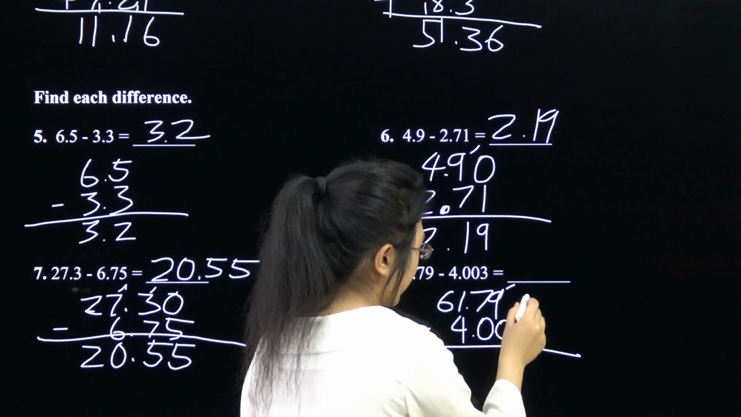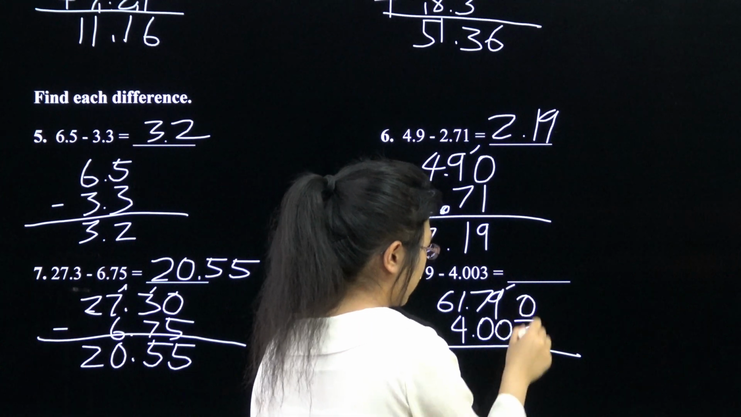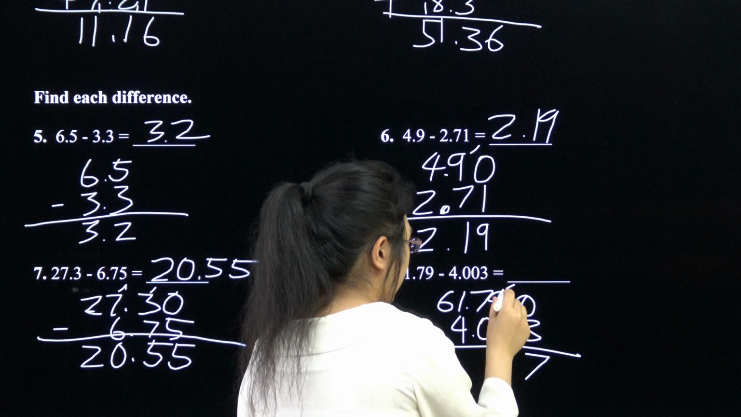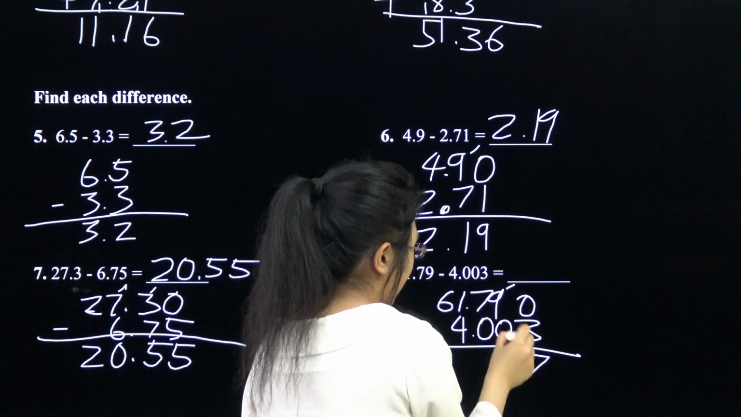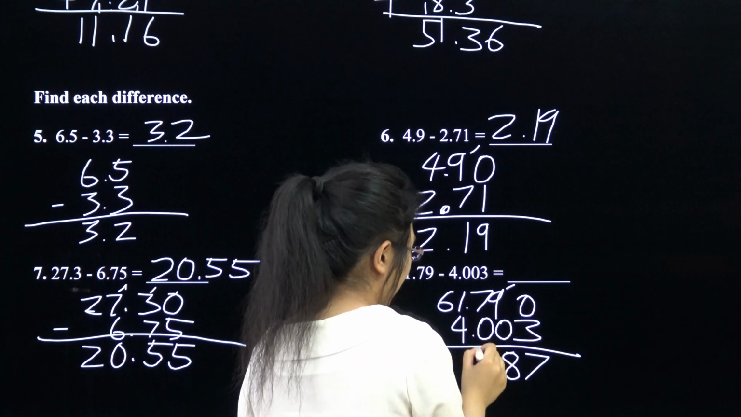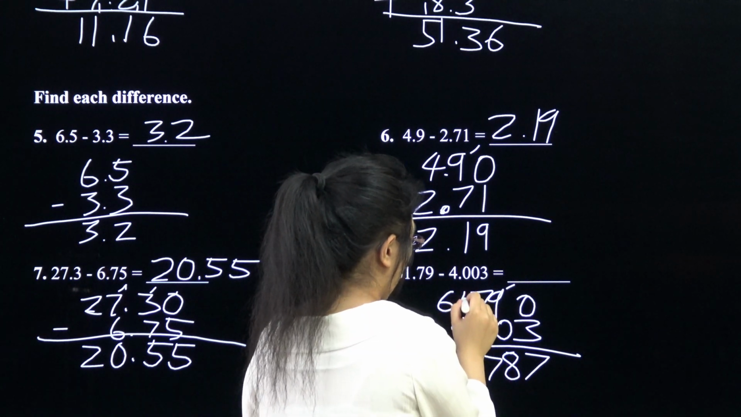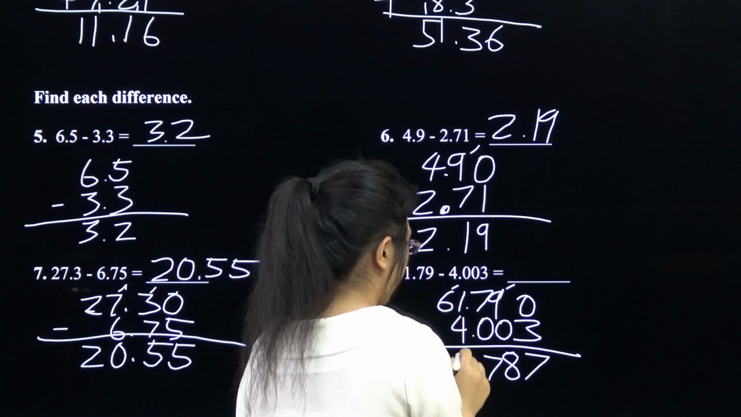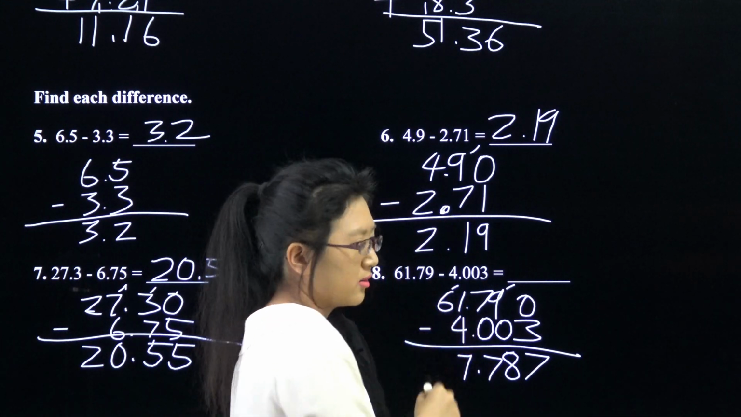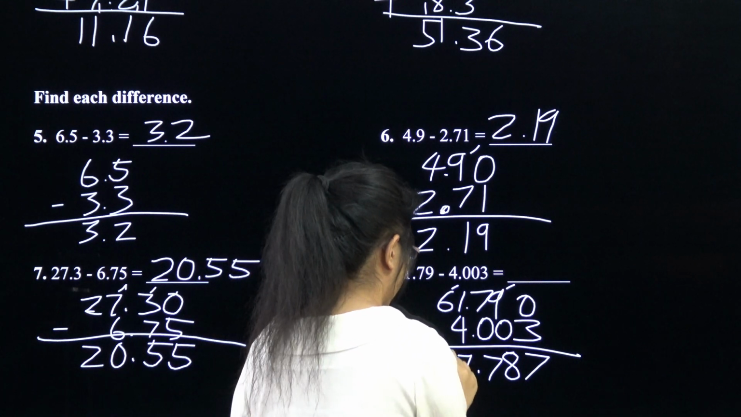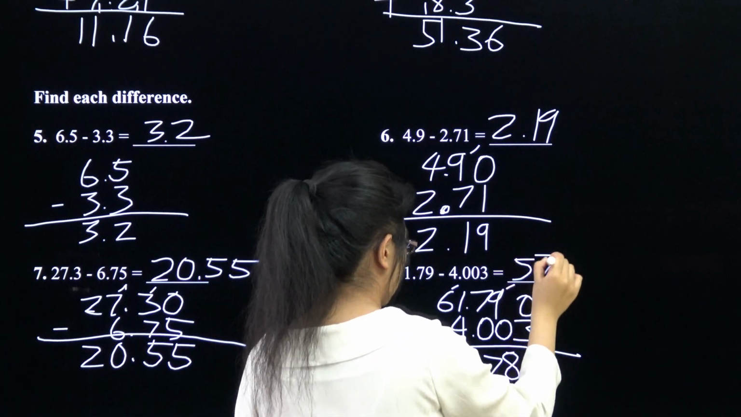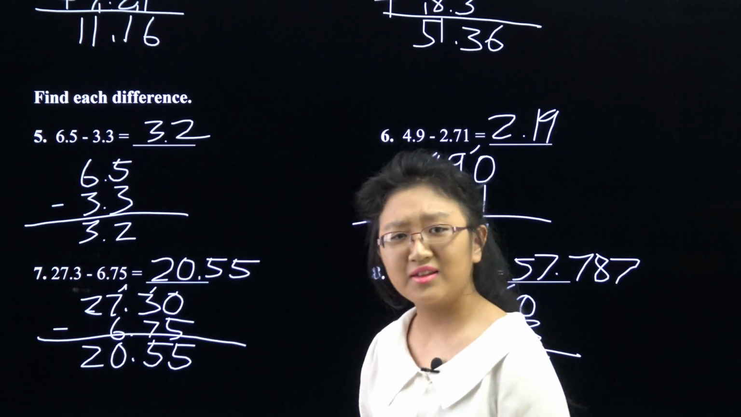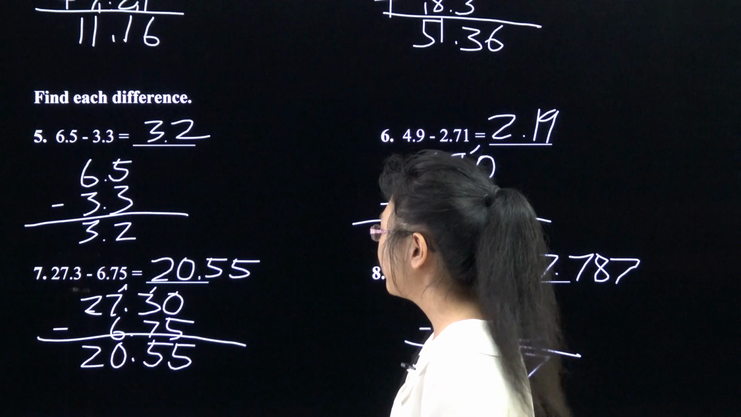Now, over here you have a 0, so then there's a 3. 0 minus 3 doesn't work, so you regroup. You get 10 minus 3, which is 7. 9 regrouped, so it's 8 now. 8 minus 0 equals 8. 7 minus 0 equals 7. 1 minus 4 doesn't really work, so you regroup, and then it's 11 minus 4, which is 7. And then 6, you regrouped, so it's a 5 now. 5 minus 0 equals 5. The answer is 57.787. 787. That's cannibalism.